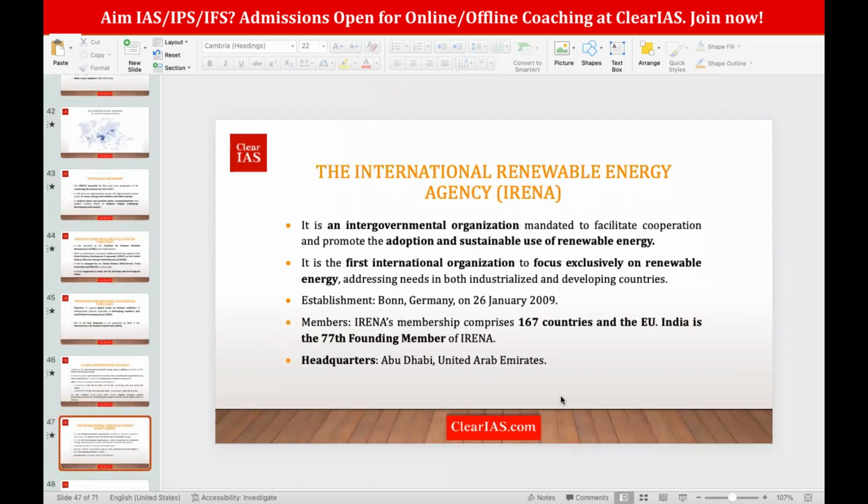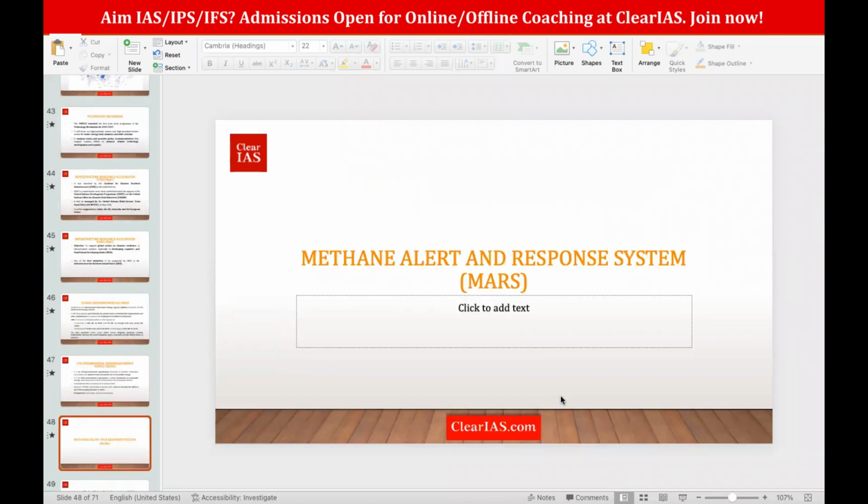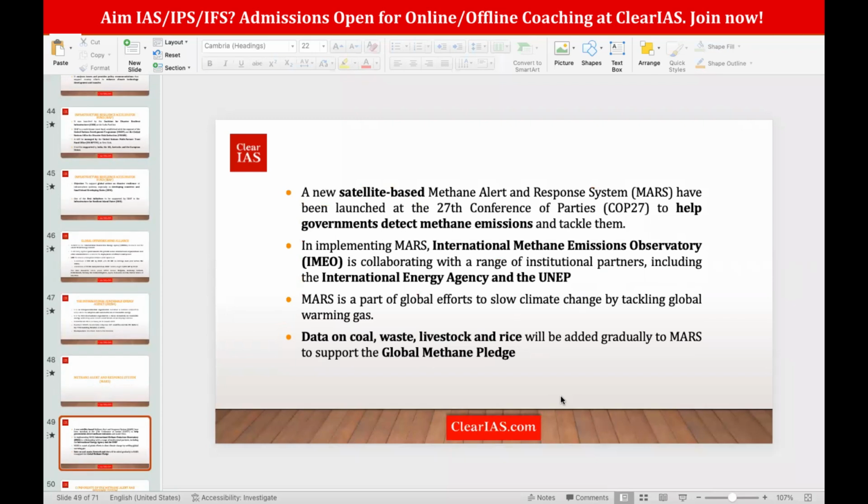Then there is the Global Offshore Wind Alliance, to enhance offshore wind capacity, and it was launched by IRENA and the Global Wind Council. IRENA is an exclusive agency for renewable energy, and there are 167 members, and India is also a founding member of IRENA. Then there is MARS, that is the Methane Alert and Response System. It was launched at the latest COP, and you must remember the International Methane Emissions Observatory. That is the organization which looks into the data from MARS, in collaboration with the International Energy Agency and the UNEP.